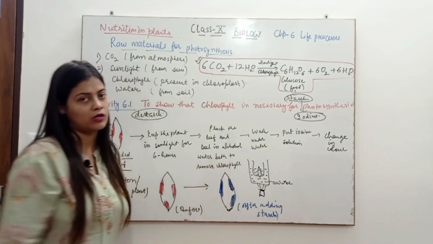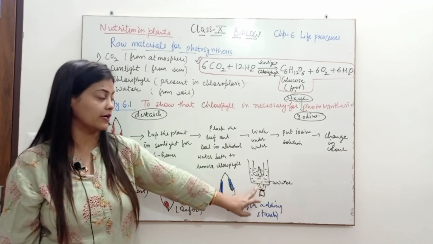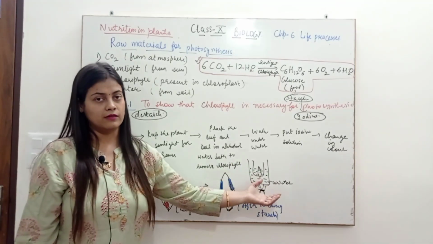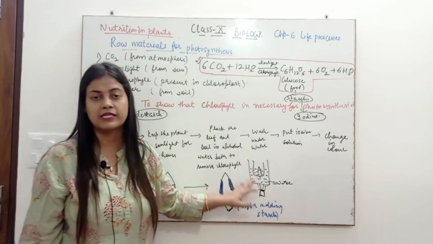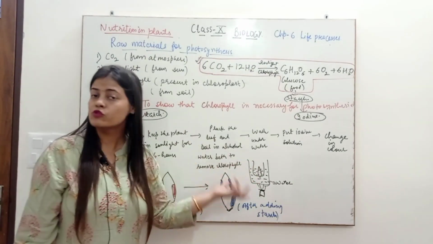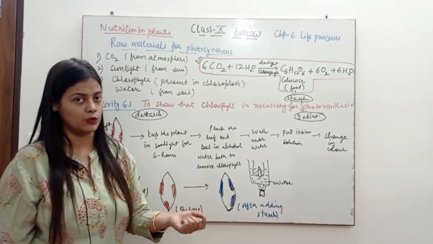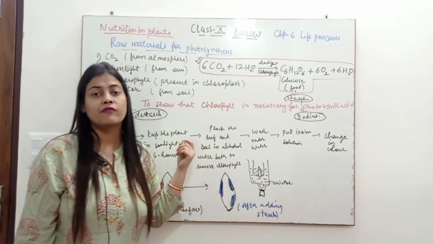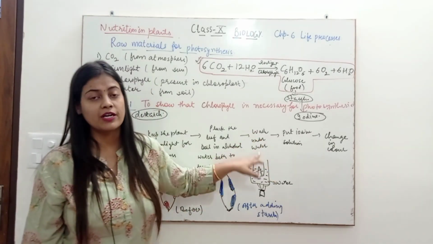Now we will heat the water, because in this case the heat is not getting directly to the alcohol, it is passing through water, so there is no chance of catching fire. So is it clear why we are using alcohol for decolorization and why we are not directly heating it? Next is wash it under water.